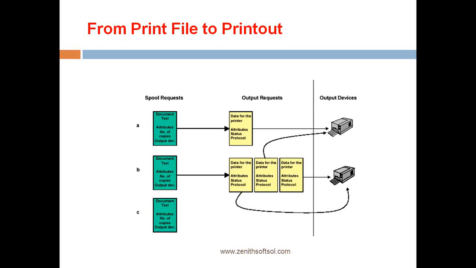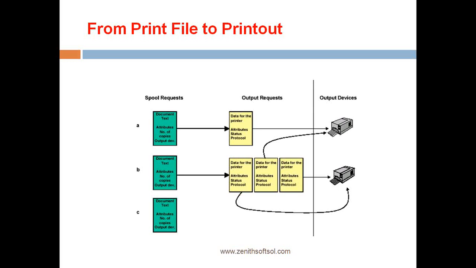Now if you see in the slide, from print file to printout, you can see the situations A, B, C. This is a general concept of how a print goes from the user's request to the output devices. In situation A, the spool request and output request are created simultaneously. Means it will print immediately once we send a request to the printer.